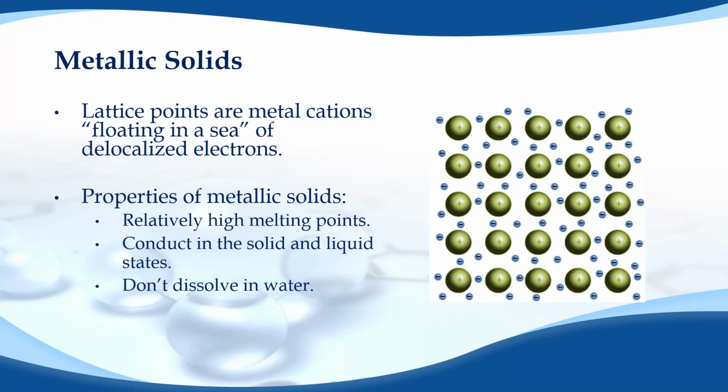And metallic solids are not water soluble. They don't have similar intermolecular forces to water, so they will not dissolve. So those are the 5 basic types of solid and some of their properties.